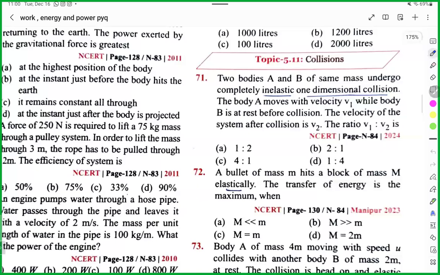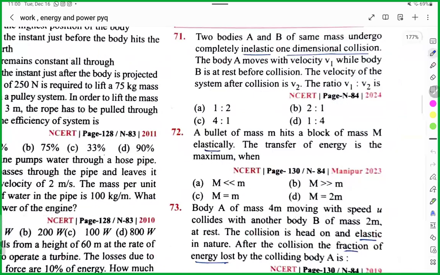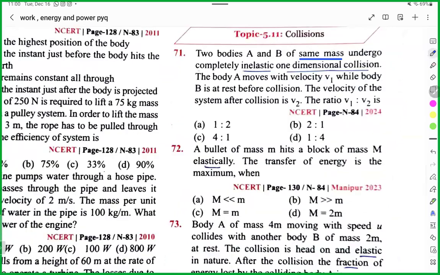Two bodies A and B have the same mass. Remember, same mass. They undergo a completely inelastic collision. Body A moves with velocity v1 while body B is at rest before collision. The velocity of the system after collision is v2. What will be the ratio?